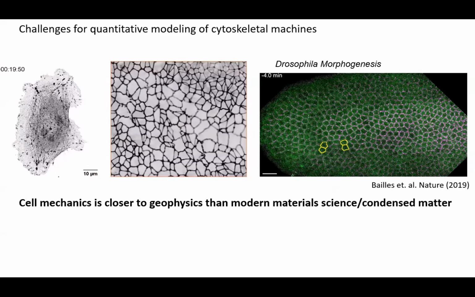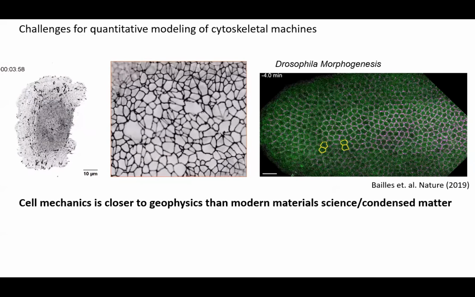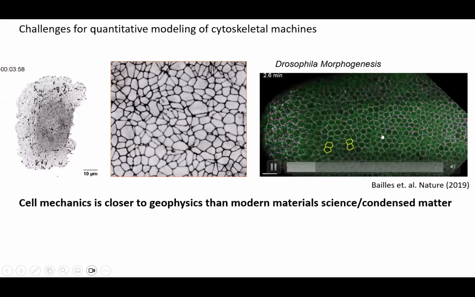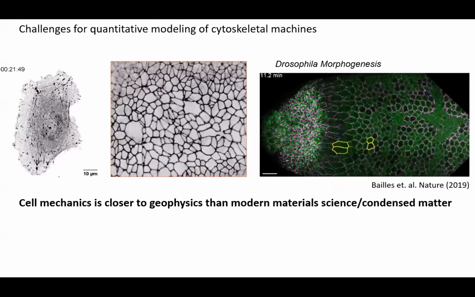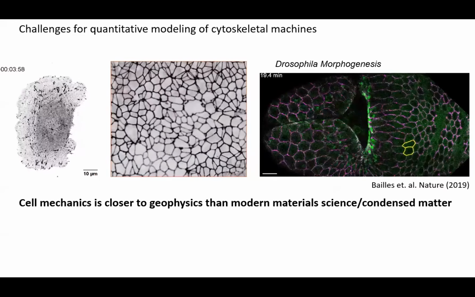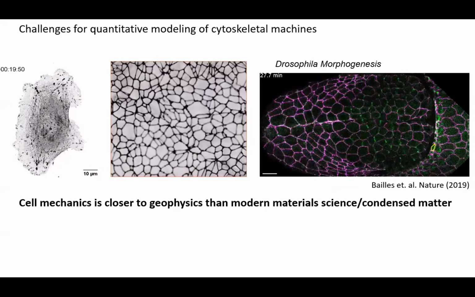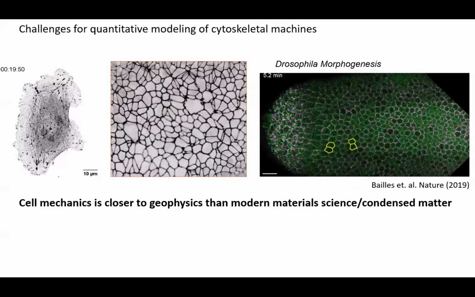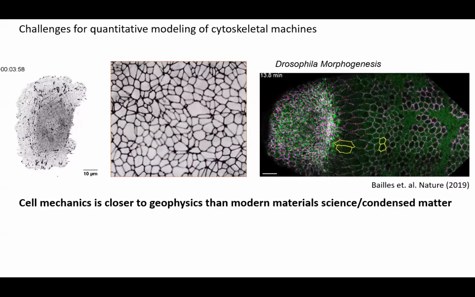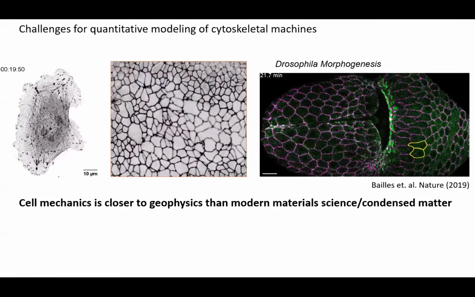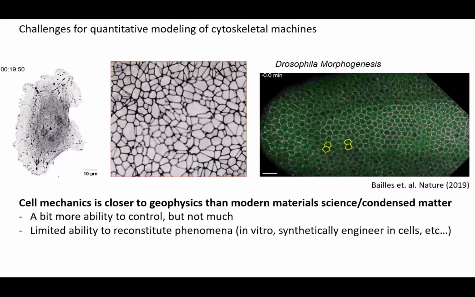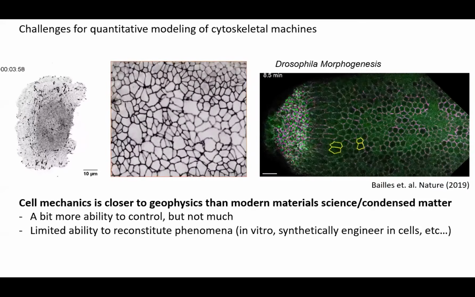Over the past 2 decades, we've gotten really great ways of capturing dynamics across scales of different processes from the subcellular to multicellular. So we can capture dynamics. But in a conversation with my friend Cliff Brangwyn, I made a comment that our understanding of cell mechanics is way closer to geophysics than it is to modern condensed matter. And what I mean by that is, we don't really have that much ability to control it.